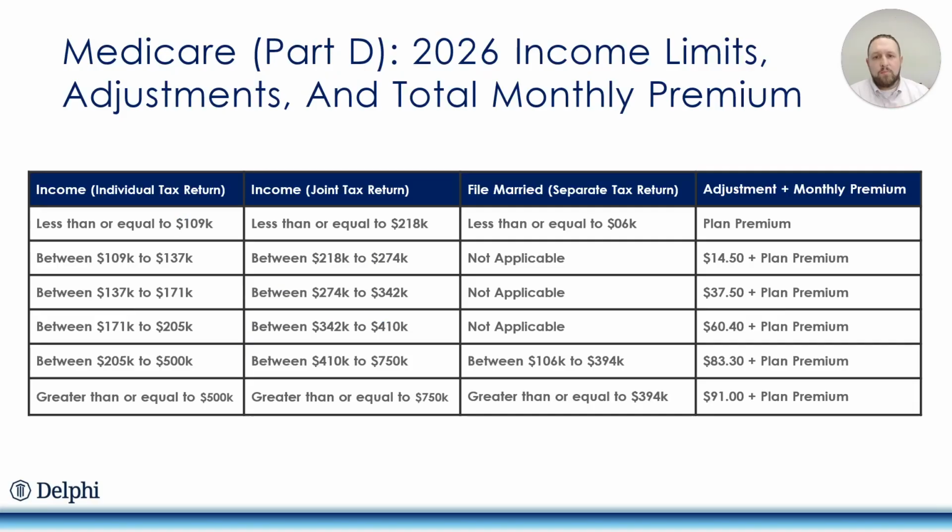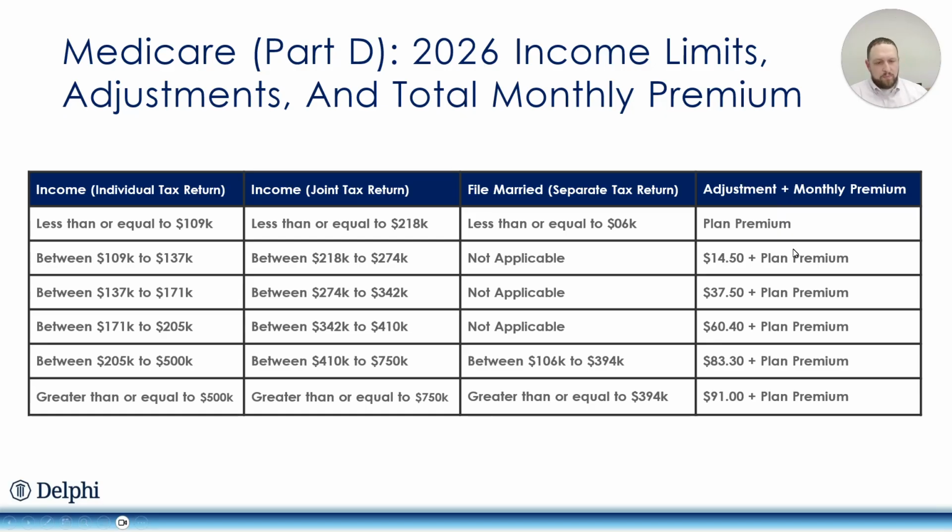So just like Part B IRMAA adjustments, there are also Part D IRMAA adjustments as well. And so based upon your income, you may get assessed an additional IRMAA amount. So it's the same brackets as Part B. So if you're individually filing your taxes or filing jointly, you can look at the corresponding applicable bracket for your MAGI. Remember, that's modified adjusted gross income. That is what they are looking at.